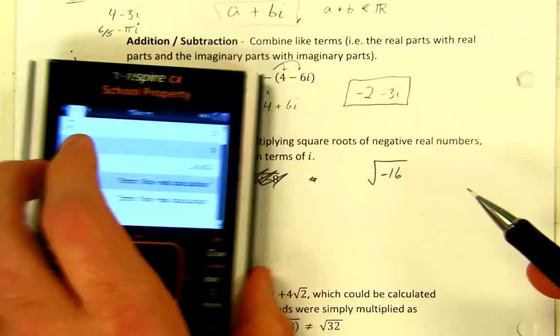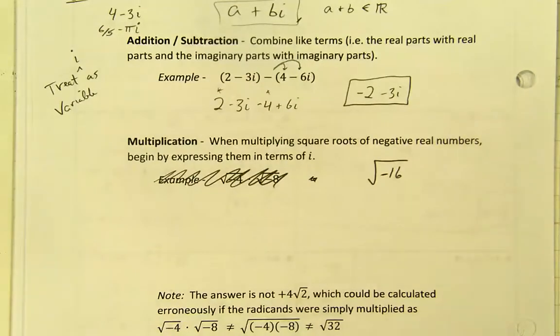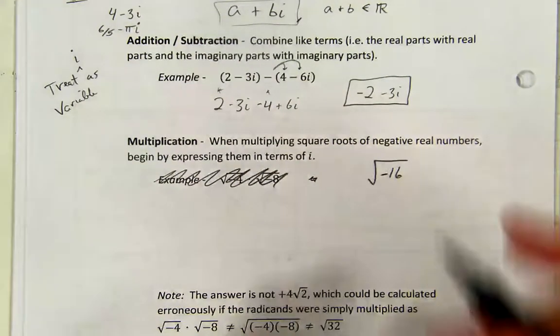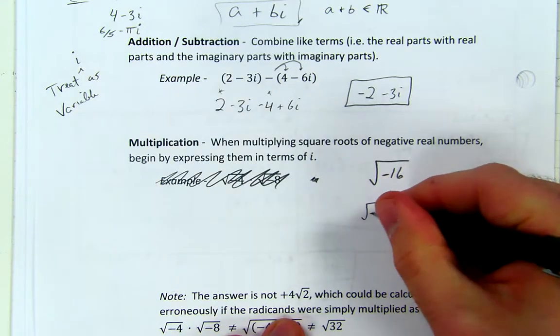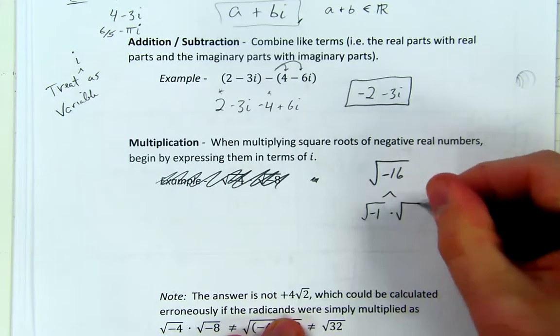Whenever you see the square root of a negative, you've got to think i. We're going to get something with i in it. So if I break this apart here, I can call this the square root of negative 1 times the square root of 16.